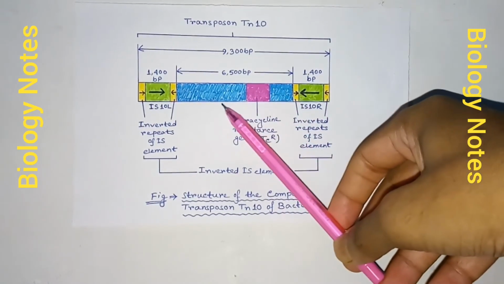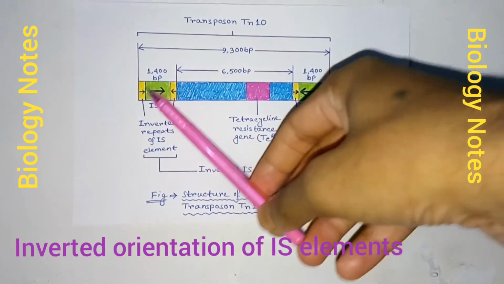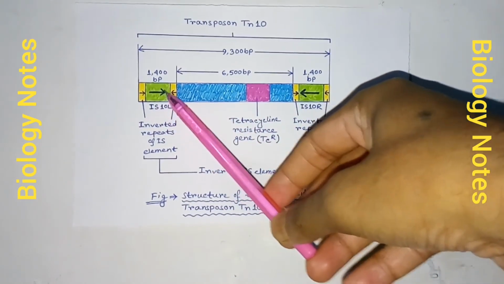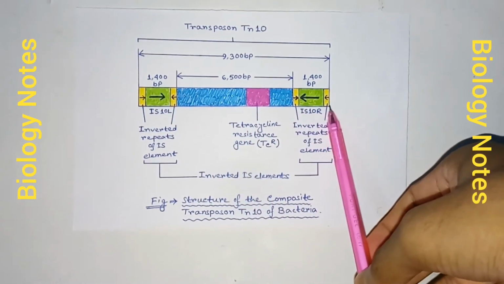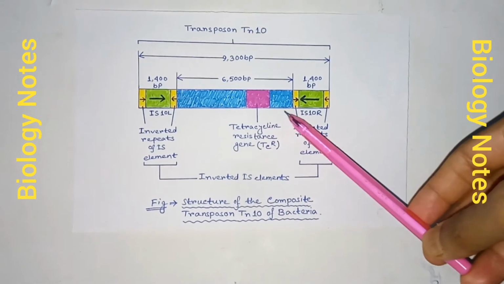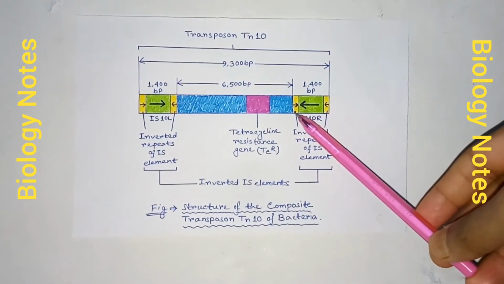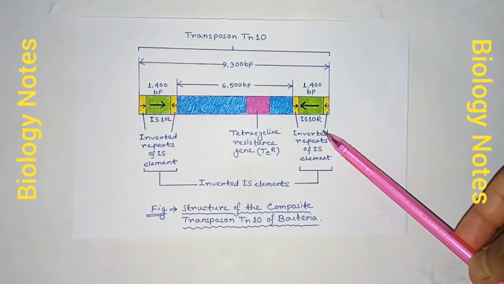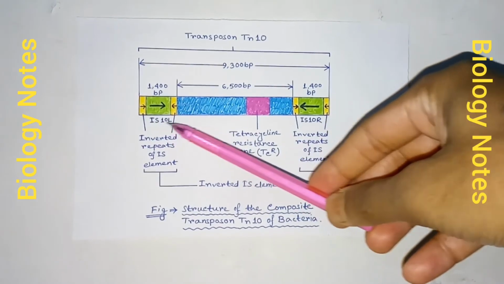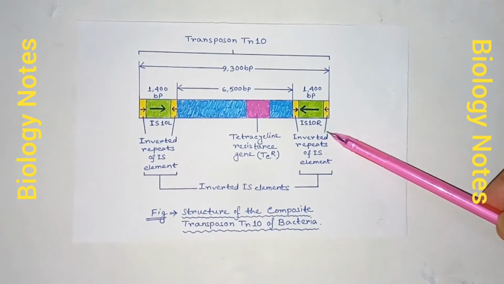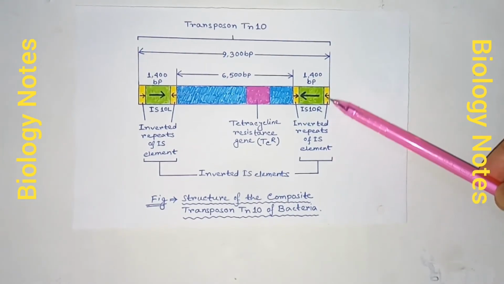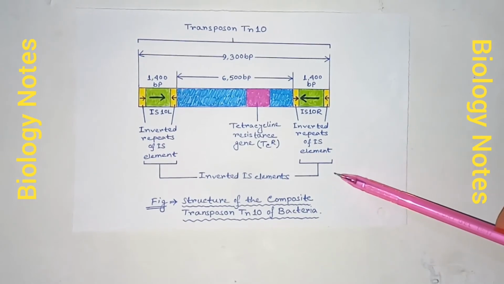In Tn10, the orientation of the IS elements is inverted. Because the IS elements themselves have terminal inverted repeats, Tn10 also has terminal inverted repeats. Transposition of composite transposons occurs because one or both IS elements supply the transposase, which recognizes the inverted repeats of the IS elements at the two ends of the transposon and initiates transposition. Frequency of transposition of Tn10 is rare, occurring once in 10 to the power 7 cell generations.